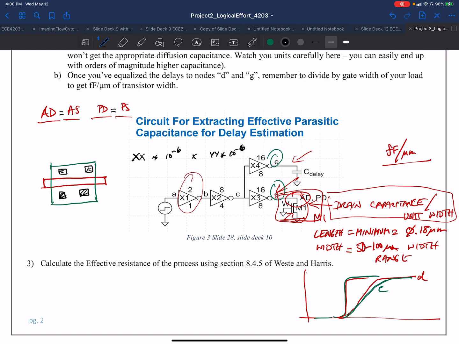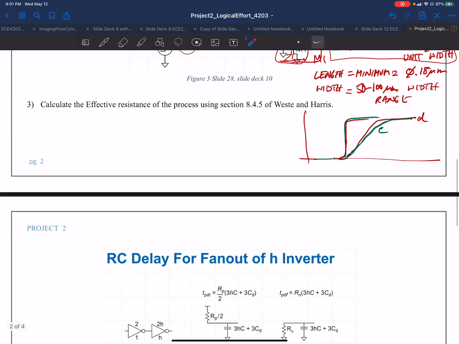So the area units should be something times 10 to the minus 12. That's easy to screw up, and if you put in 10 to the minus 6 or something here for your area drain, area source, or worse yet, nothing at all, you're going to get some huge capacitance at this node, and you're going to see a real result. And then the perimeters are all 10 to the minus 6 getting added, so that should be more like 10 to the minus 6. So that's for number 2.